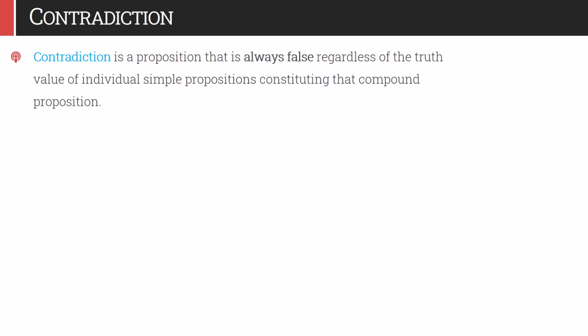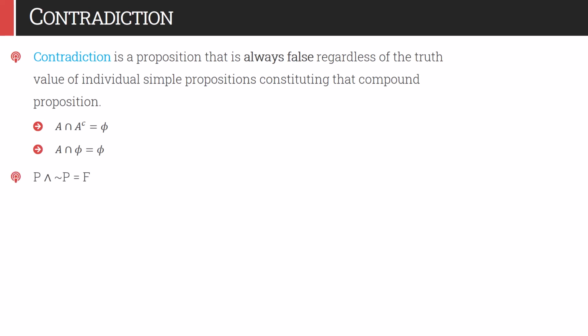Contradiction is exactly the inverse. It is a proposition that is always false regardless of the truth value of the individual simple propositions constituting that compound proposition. So we have two propositions, and if we put the truth values of those propositions and evaluate the compound proposition, it is always going to be false for any truth value of constituent propositions. For example, A intersection A complement is phi. That is the law of contradiction for sets, which is always going to be phi, or A intersection phi always remains phi.